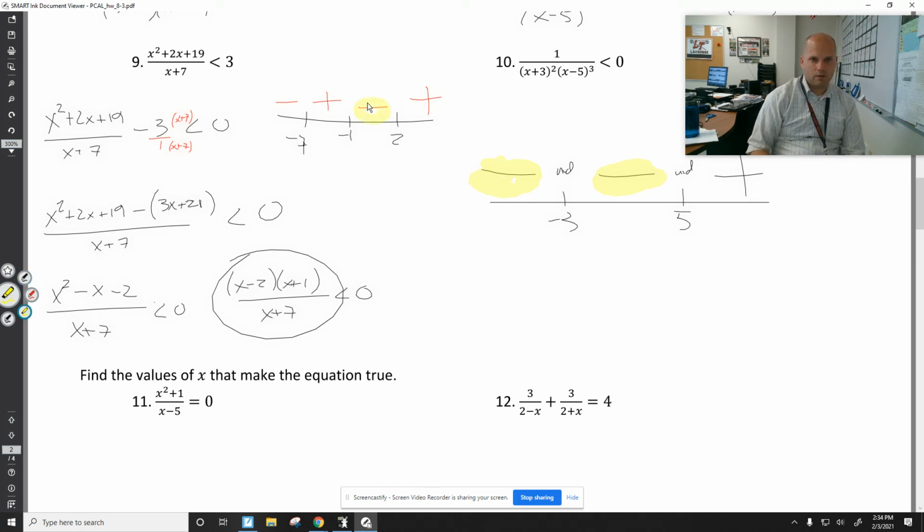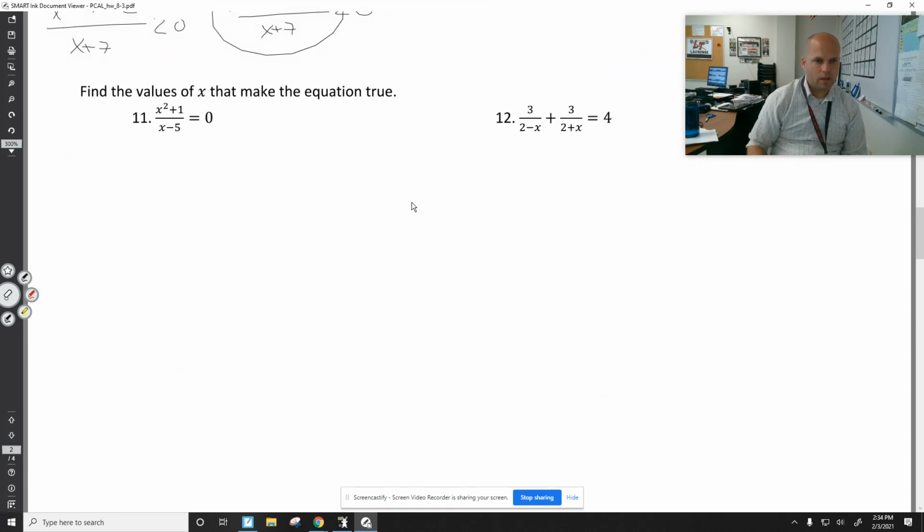Less than 0: negative 1 to negative 2, less than negative 7. Which ones are our zeros? 2 is a 0, so I need to include 2. And negative 1 was a 0, so I need to include. Oh, I don't include. Never mind. We're less than, so you don't have to worry about the zeros. So just less than negative 7 and negative 1 to 2.